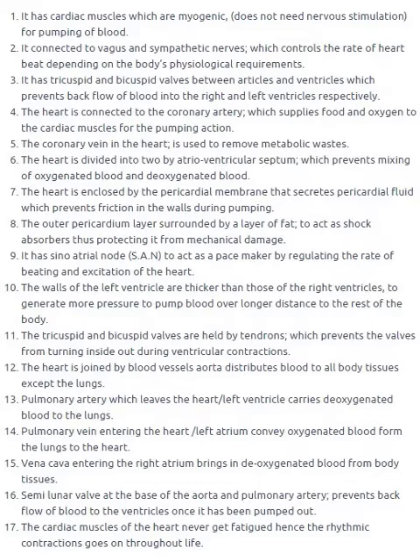The heart is joined by blood vessels. Aorta distributes blood to all body tissues except the lungs. Pulmonary artery, which leaves the heart from the right ventricle, carries deoxygenated blood to the lungs. Pulmonary vein entering the heart at the left atrium conveys oxygenated blood from the lungs to the heart. Vena cava entering the right atrium brings in deoxygenated blood from body tissues.